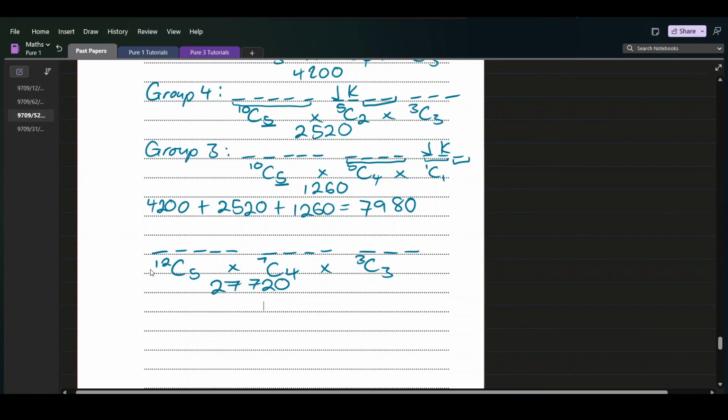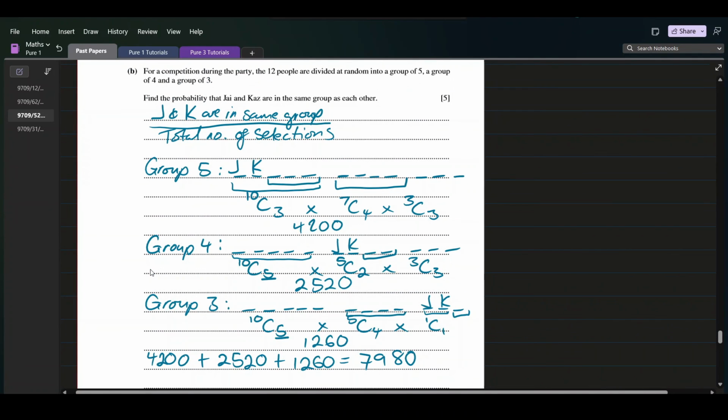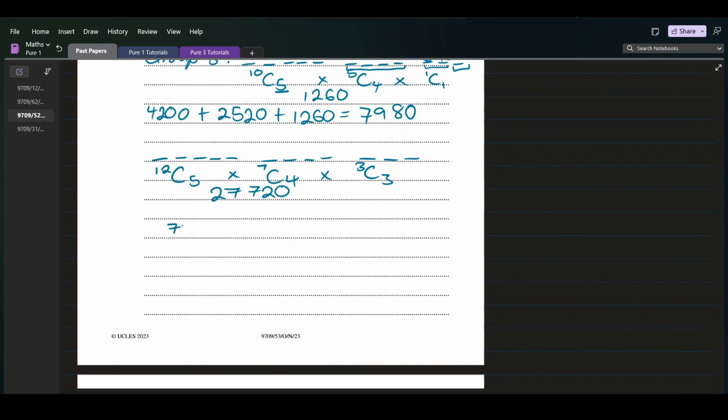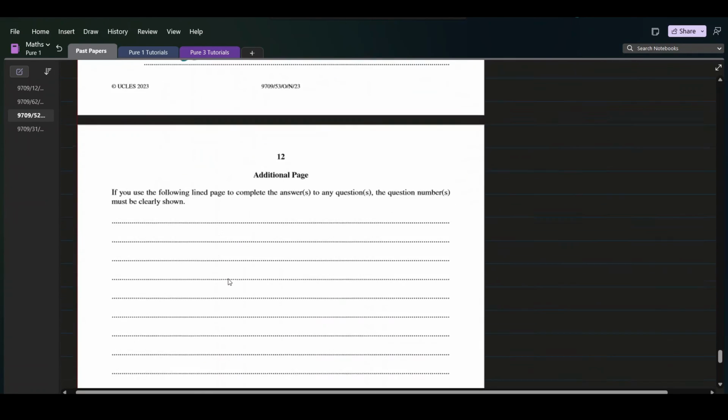Now let's find the probability that J and Kaz are in the same group as each other. So that becomes 7,980 over 27,720. If we punch that into the calculator, that gives us 19 over 66. Therefore, our final answer is 19 over 66. I believe that's the final question.